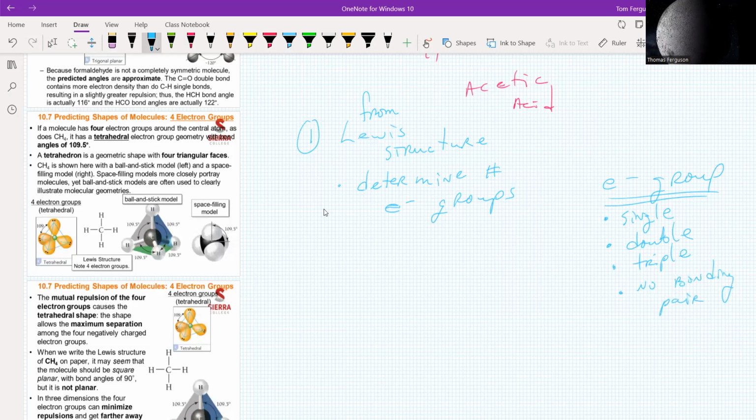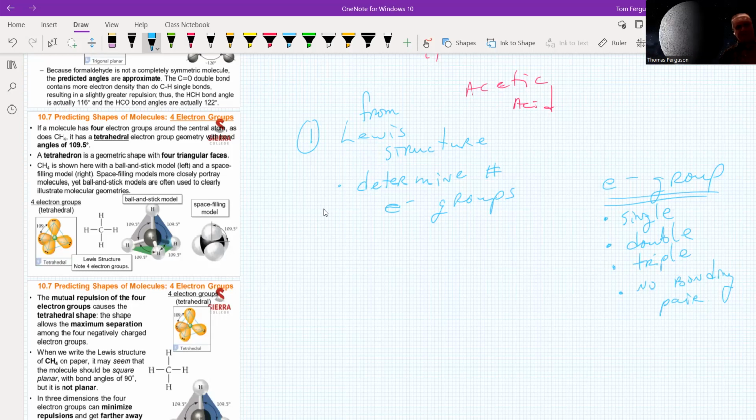Many people think a double bond is two electron groups. It's one electron group. A triple bond is not three, it's one electron group. It's six electrons, three bonds, but it's one electron group. Same with a double bond: four electrons, one electron group. An electron pair, even though there's nothing attached to it, is an electron group. Okay, so that's step number one.